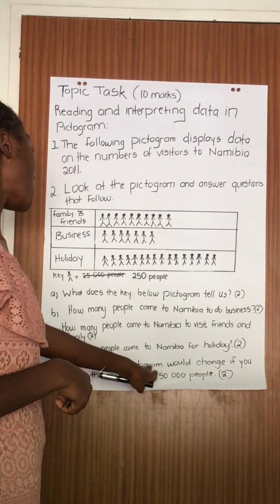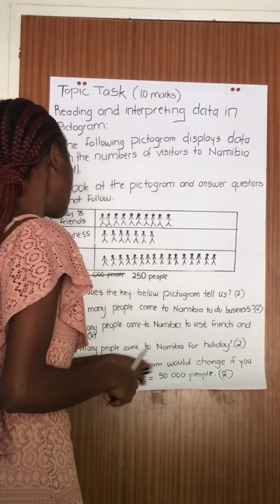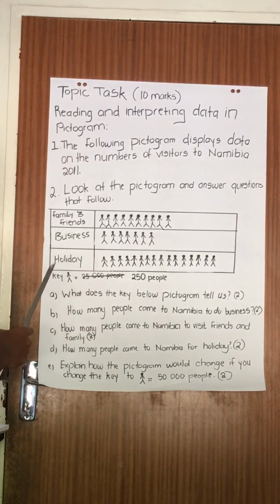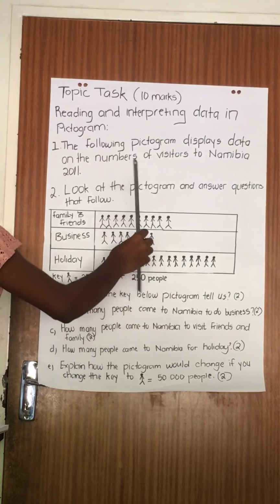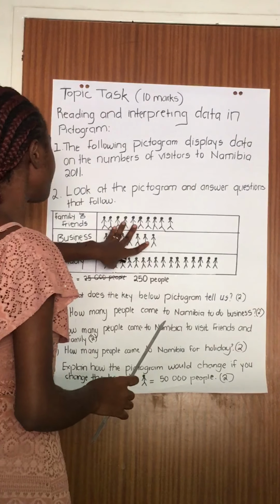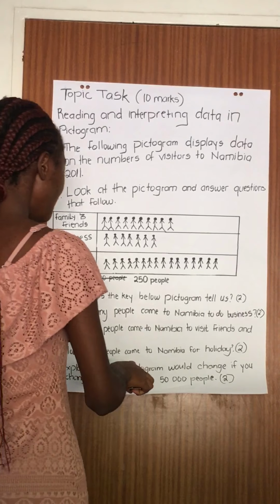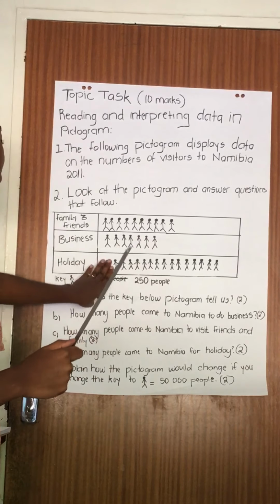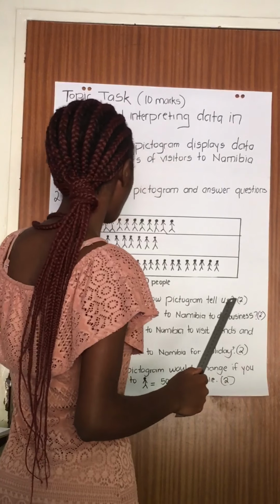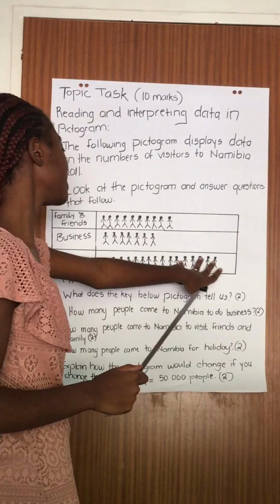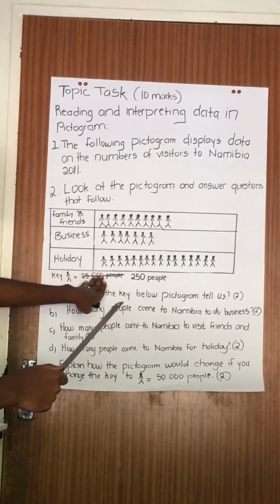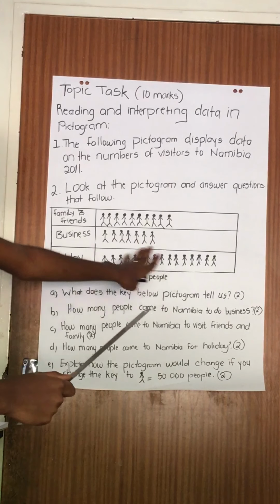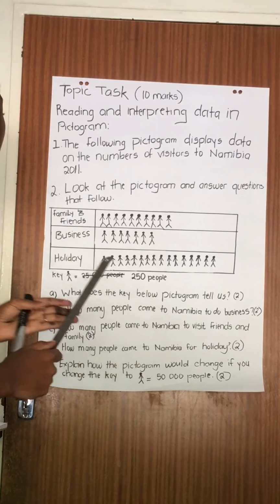And then explain how the pictogram will change if you change the key to 50,000 people. I think if you change the key to 50,000 people, that means there'll be few pictures in the pictogram, because if one picture represents 50,000 people, there'll be very few pictures. Let me say, for example, if there were 50,000 people that came for a holiday, then there will only be one picture represented in the holiday row.